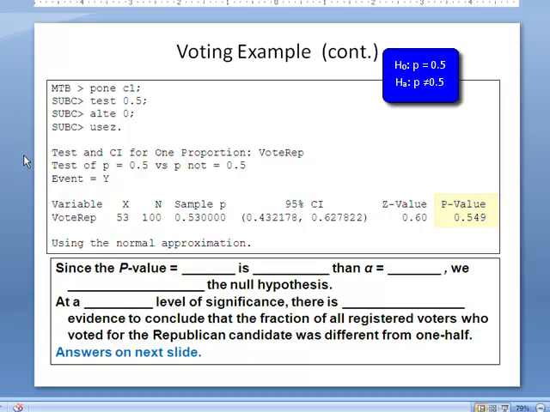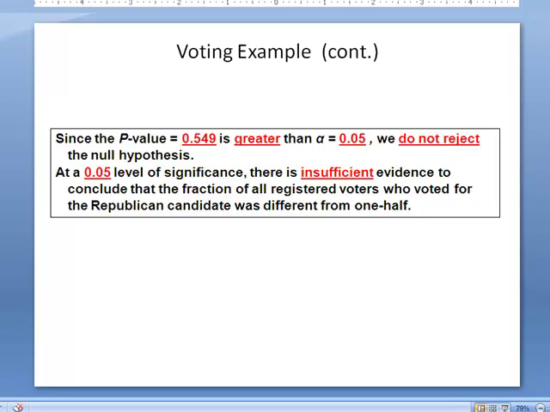0.55. So that means our sample tells us that we're going to make a mistake 55% of the time, like do a type 1 error 55% of the time, which is not good. We don't want to do that. So how would we answer this? Since the p-value is 0.54 and it is greater than 0.05, we do not reject the null hypothesis.